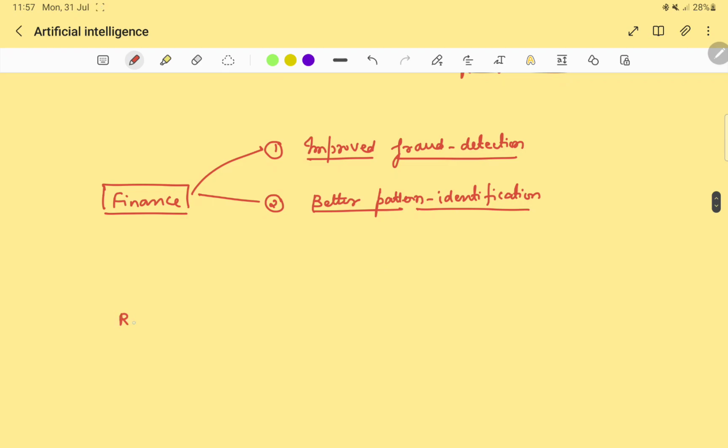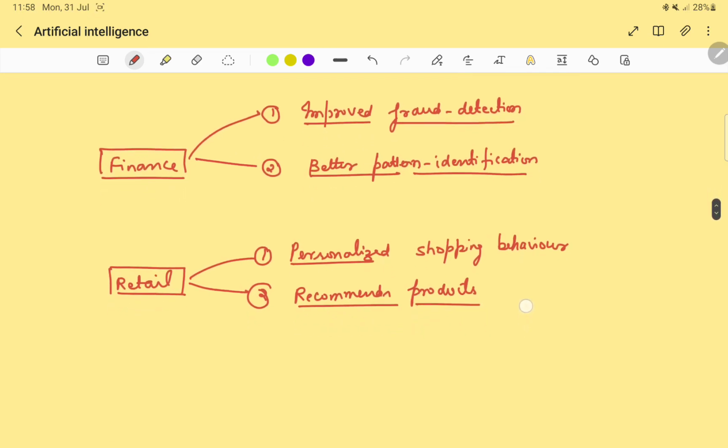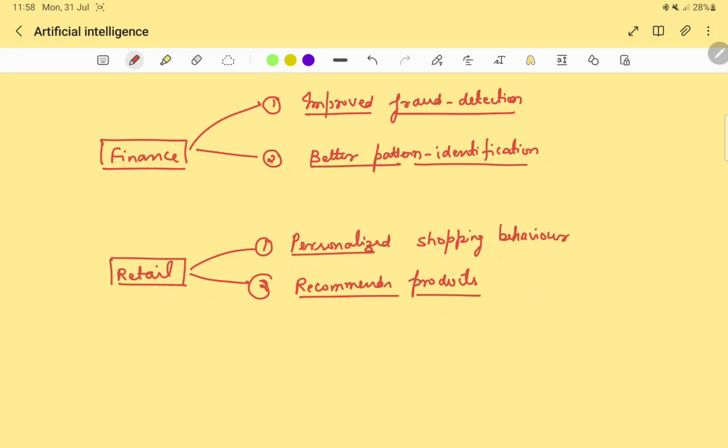Then if we go into the retail sector, that is again in the economy section. In the retail sector, it can actually personalize our shopping experience, our shopping behavior. Then it can also help recommend better products. You might have seen on Amazon, you go there and you find a particular brand coming to you time and again. So it also recommends products based on your previous buying history. So that's again a kind of personalization, and that causes what? It causes increased customer loyalty.